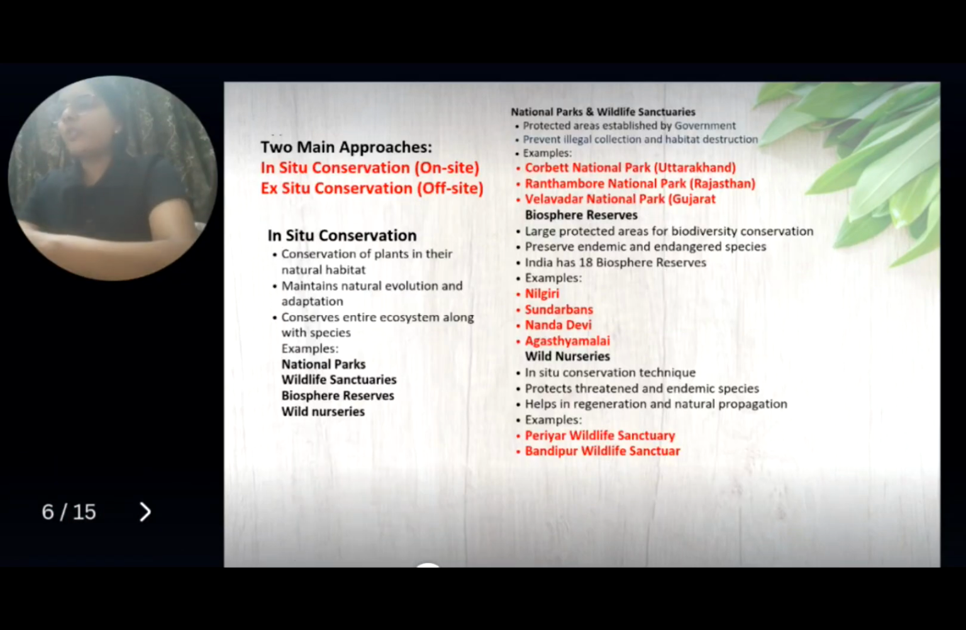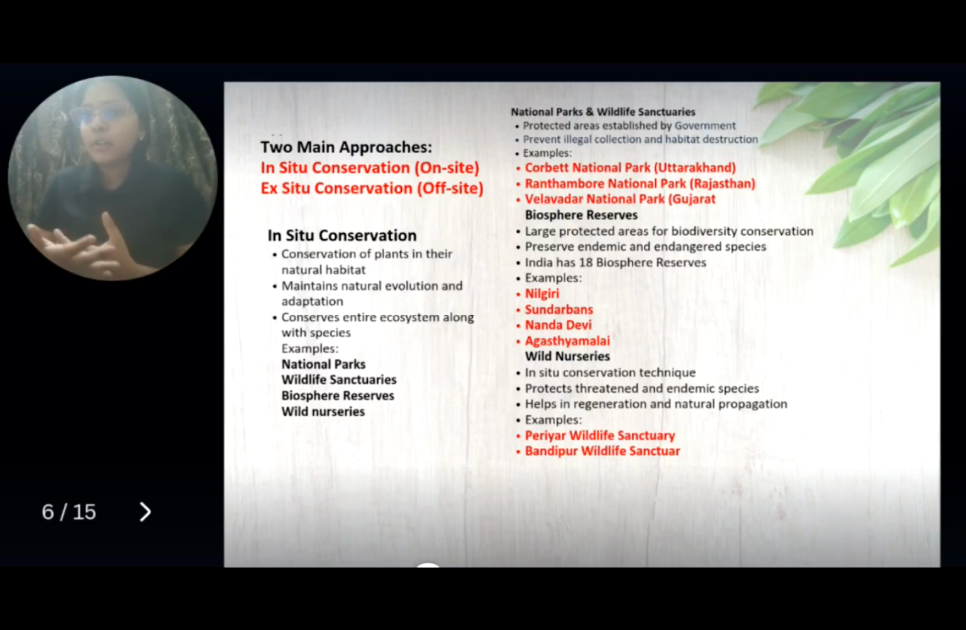Next, we will move forward and see what the types of conservation are. Two main approaches are in situ conservation, which is on-site, and ex situ conservation, which is off-site conservation. So in situ conservation, what is it? Conservation of plants in their natural habitat, maintaining natural evolution and adaptation, conservation of the entire ecosystem along with the species.